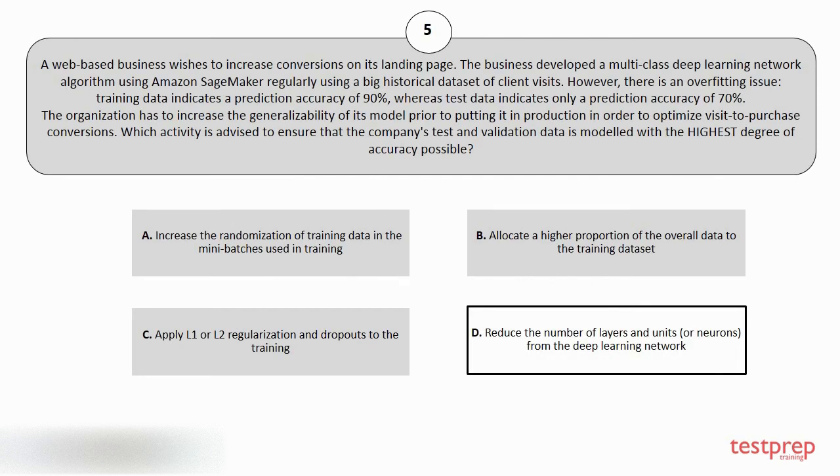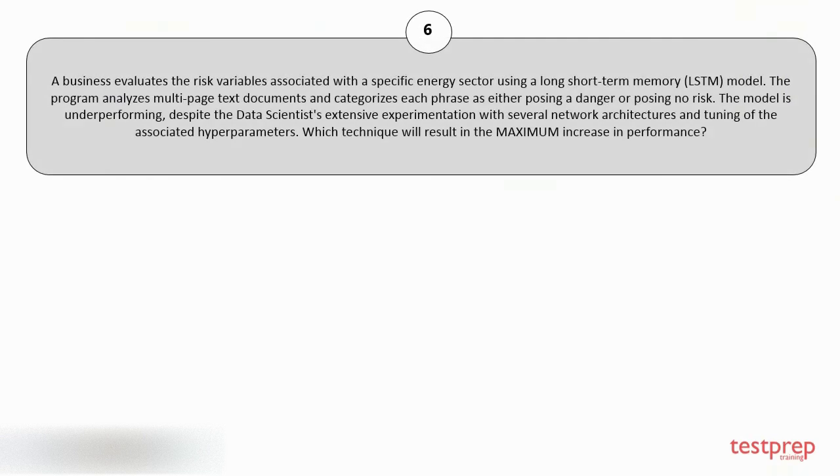The correct answer is option D. Number 6. A business evaluates the risk variables associated with a specific energy sector using a long short-term memory model. The program analyzes multi-page text documents and categorizes each phrase as either posing a danger or posing no risk. The model is underperforming, despite the data scientists' extensive experimentation with several network architectures and tuning of the associated hyperparameters. Which technique will result in the maximum increase in performance?